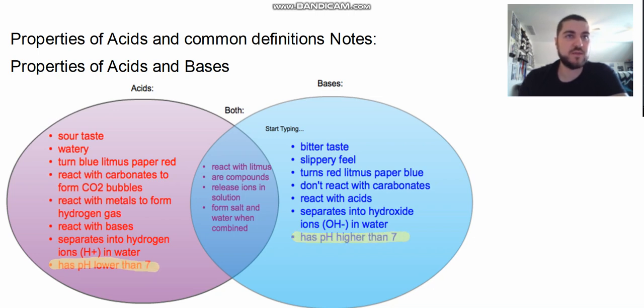pH higher than 7. Now, in the next video, I'm going to explain pH, what it means, and how to calculate it. But for right now, just know these different ranges. We'll get into the formal definition of pH later.